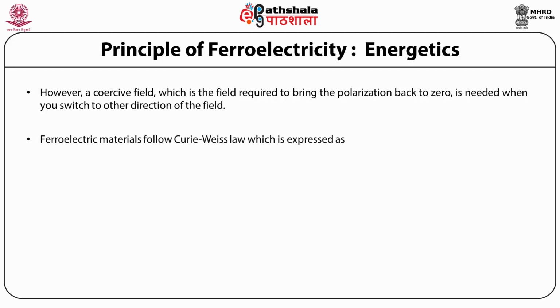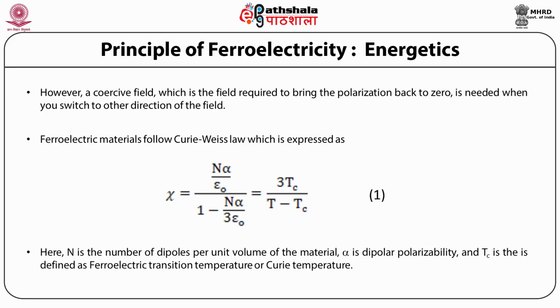The ferroelectric materials follow the Curie-Weiss law, which is expressed as chi is equal to 3Tc by T minus Tc, and it is also equal to n alpha by epsilon naught divided by 1 minus n alpha upon 3 epsilon naught. Here n is the number of dipoles per unit volume of the material, alpha is the dipolar polarizability, and Tc is defined as the ferroelectric transition temperature or the Curie temperature.